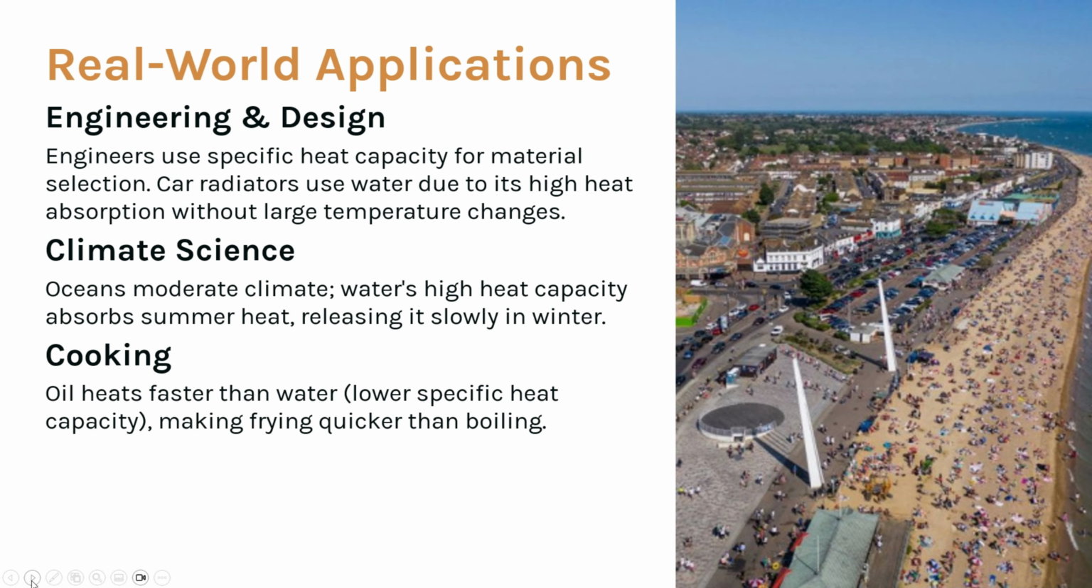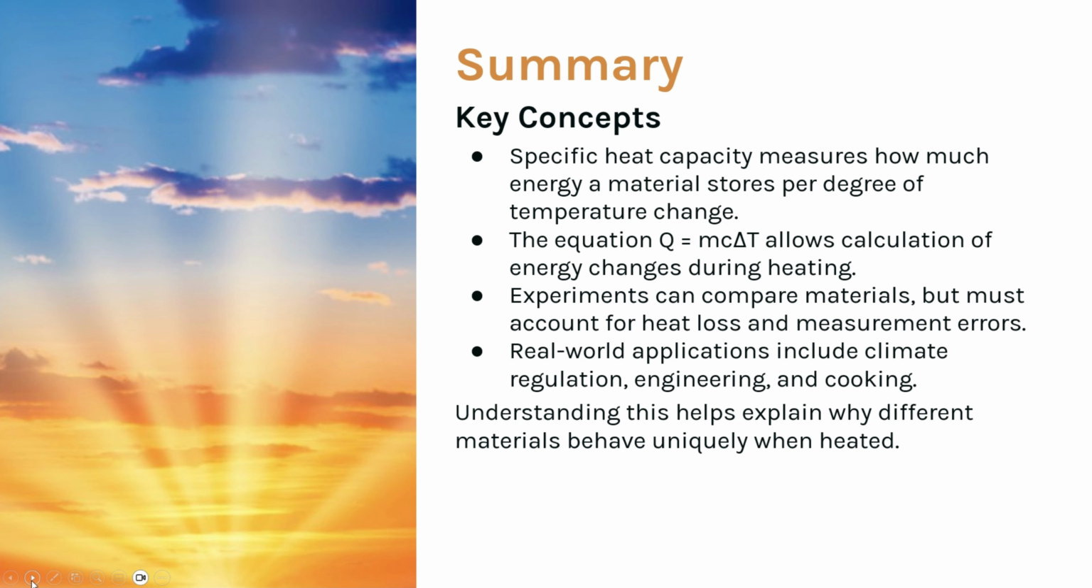Final summary. To finish, let's summarize the key ideas. Specific heat capacity tells us how much energy a material stores per degree of temperature change. The equation Q equals mc delta T allows us to calculate energy changes during heating. Experiments can compare materials, but we must account for heat loss and measurement errors. Understanding this concept explains why different materials behave so differently when heated.